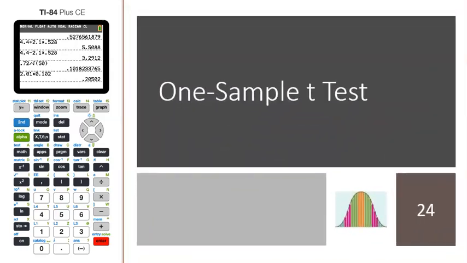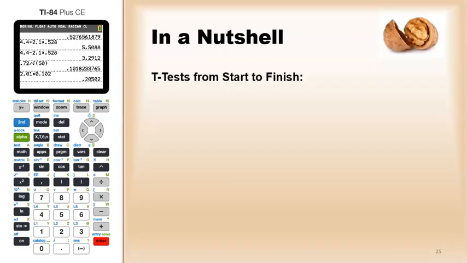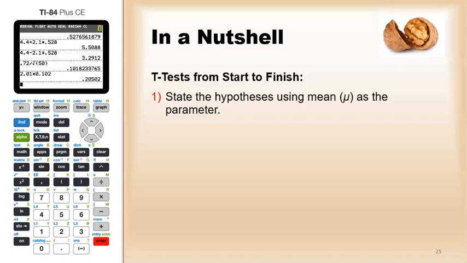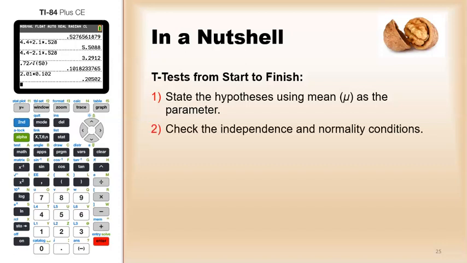All right, so to do a hypothesis test for means, we state our hypotheses in terms of the population mean. You can write "mean" or the Greek letter mu as the parameter. We check the independence and normality conditions. So, again, a random sample, or at least random assignment, and then not too much skewness for the sample size.